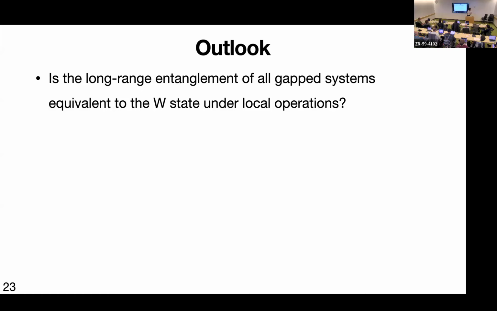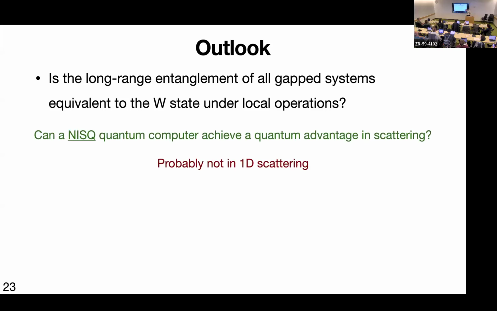Okay, so with that, I'd like to summarize and conclude. I think there are 2 interesting questions. One is more theoretical, which is this long-range entanglement that we found in these wave packets, built from these W states. Is this a universal feature, that for all single particle wave packets, if we look at their long-range entanglement, it can be classified as a W state? We don't know. And another interesting question is, can we actually expect there to be a quantum advantage in scattering in the near term using a NISQ device? And I think the answer is probably not in 1D scattering.